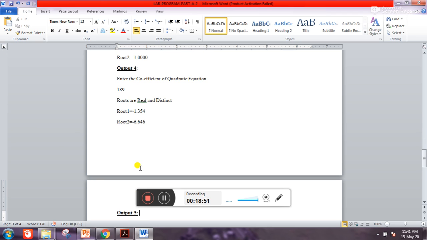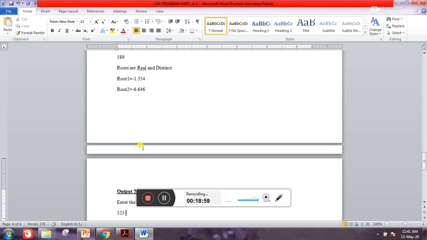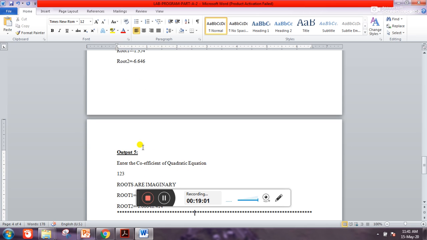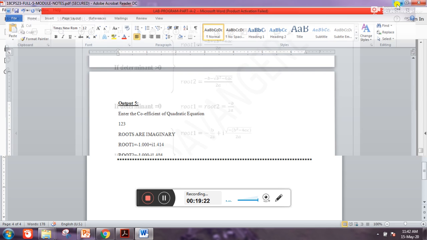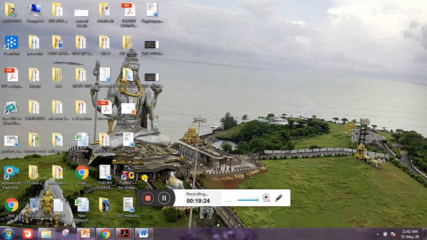For the next one, we get real and distinct roots, and these values are obtained by applying the formula. Then for 1, 2, 3, the roots are imaginary. Then you get the output like this: first the real part 1, and then the imaginary part I 1.414. Like this you get the output. So try to execute this program and write down the output. Now I will show you how you get the outputs.